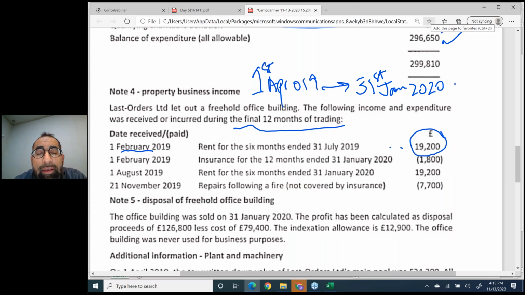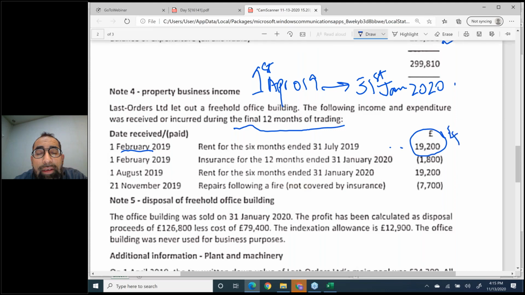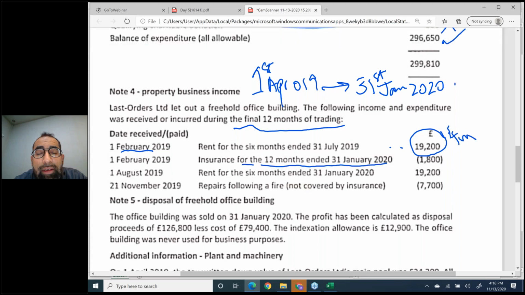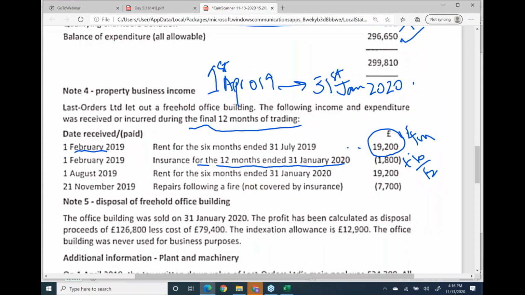This insurance of 1800 is for exactly 12 months to 31st January 2020, and our accounting period is only 10 months, so we need to apportion this by multiplying by 10 upon 12. We need to apportion this because of the accrual basis, for 10 months.